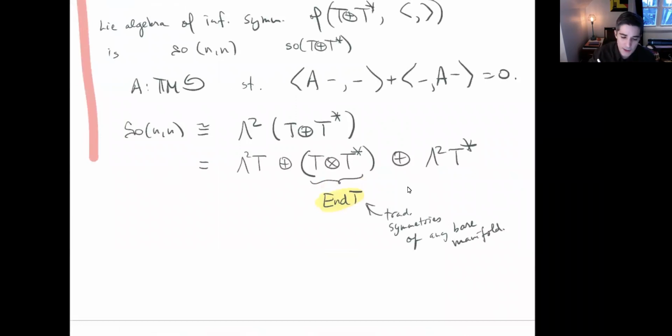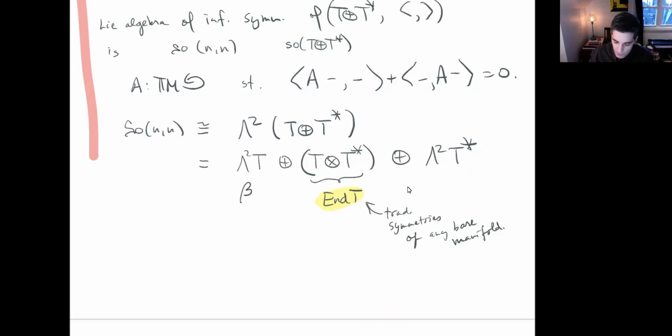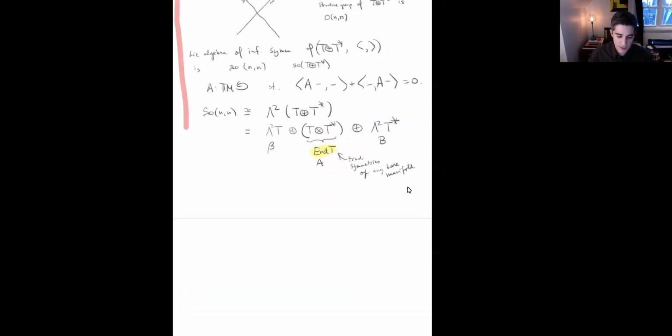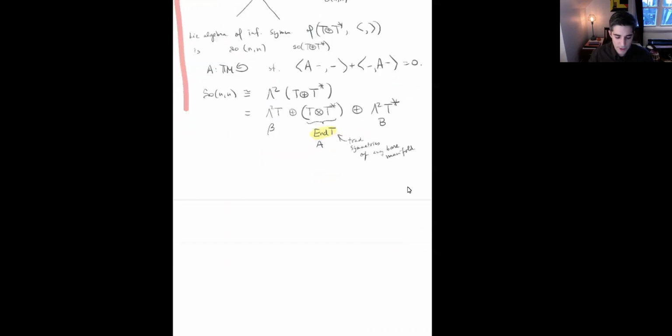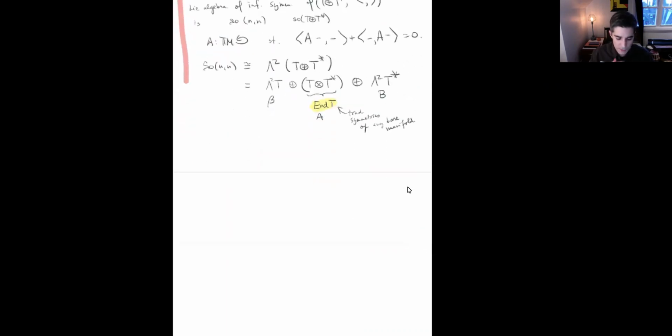but the interesting thing is that just by doing this silly sum of t with t star, we get a structure that has more apparent symmetries. We get these bivectors, and we get these two forms, which are acting on t plus t star. So we're going to give these names. We'll call this beta, we'll call this B, and we'll call this A. Okay, and let's just see very quickly how these things are acting.